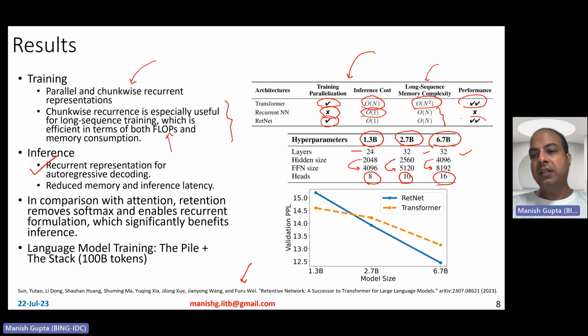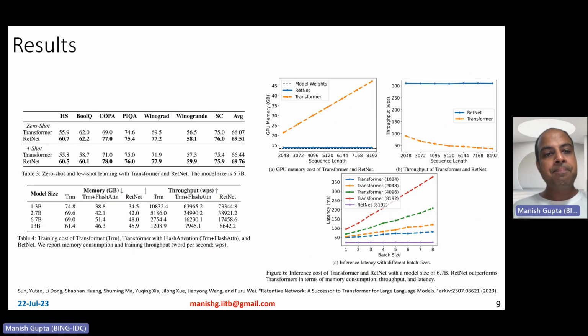Performance-wise, transformers and RetNet give you really good performance, as we will see across different tasks. Performance here means accuracy across different tasks. However, recurrent neural networks have been shown to not perform that well. Okay? So as we talked about earlier as well, from a language modeling perspective, the perplexity of RetNet is way lower compared to the perplexity of the transformer, especially when you care for larger model sizes.